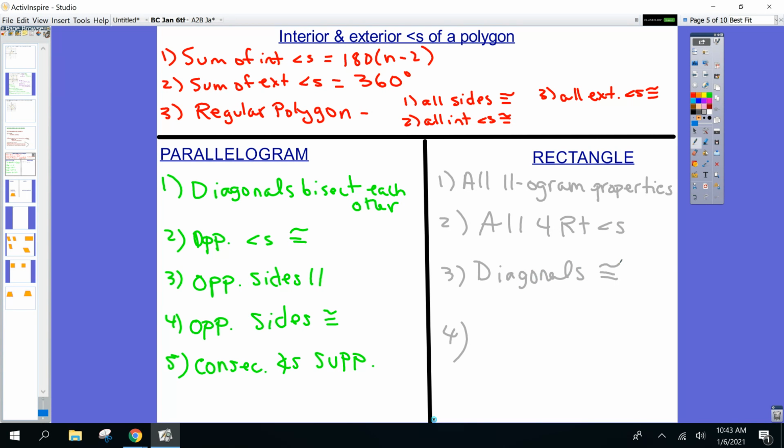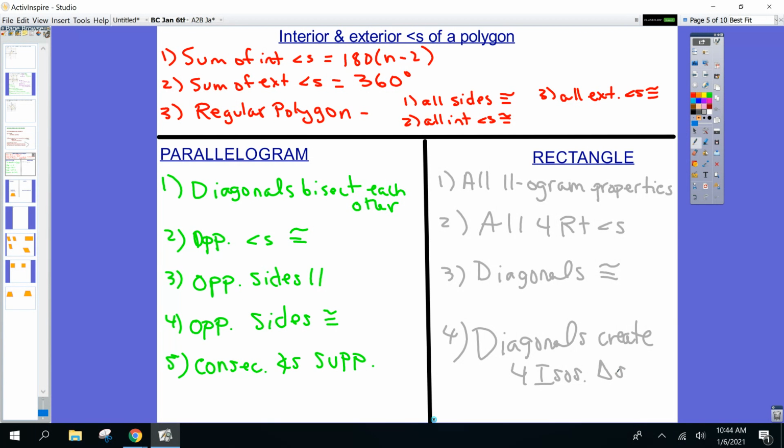And here you go. I'll help you guys with the last one. Because the diagonals are congruent and they also bisect each other, the diagonals create 4 isosceles triangles. Okay? When you draw both diagonals in a rectangle, it creates 4 isosceles triangles, which means the angles across from the congruent sides are congruent. That's where that property helps you. Any questions on parallelogram or rectangle before I move on?